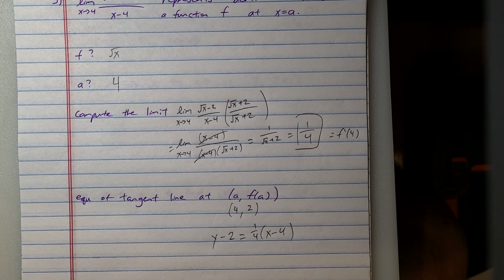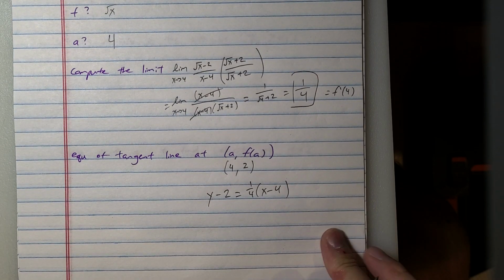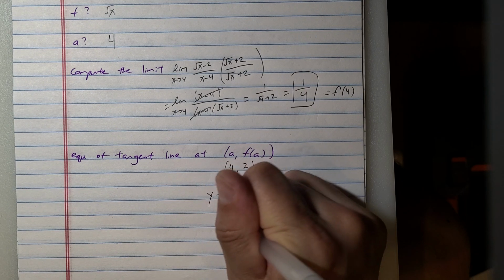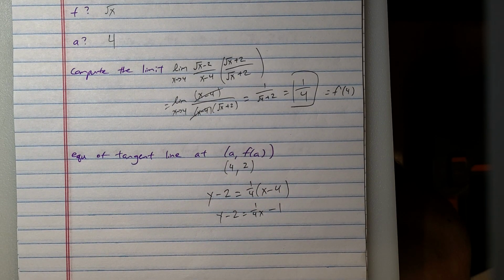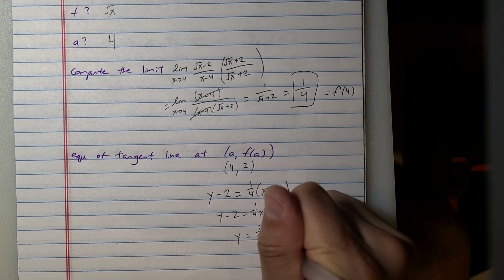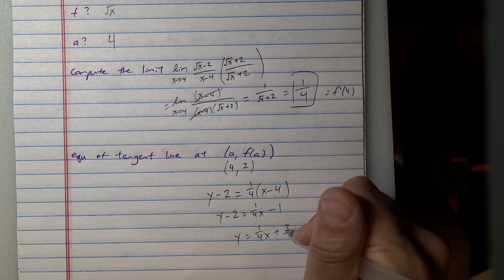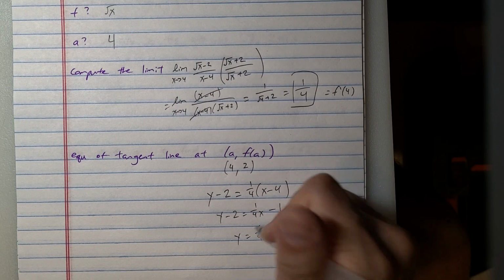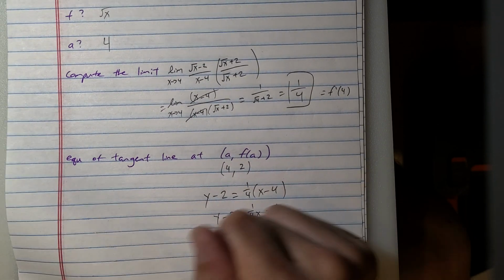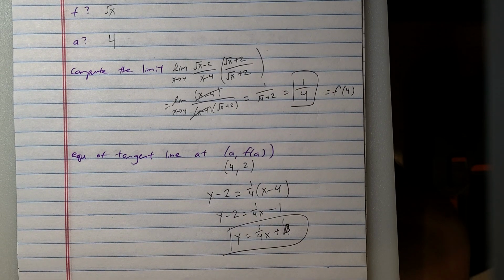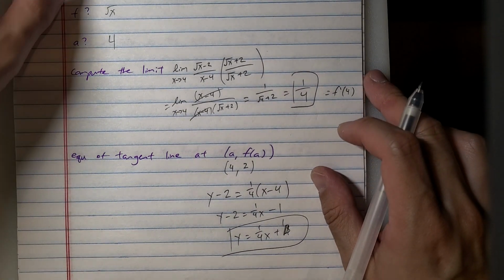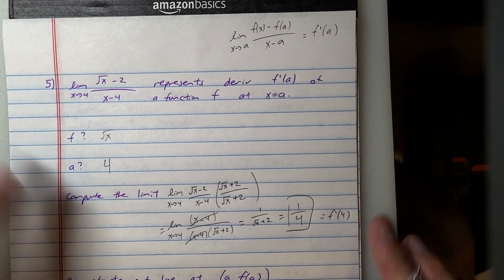This problem doesn't say you have to use slope-intercept form, so you can leave it like that. But let's just do it. Y minus 2 is a fourth x minus 1. So y is equal to a fourth x plus 1. That's our answer. So that's that. Let's move on.